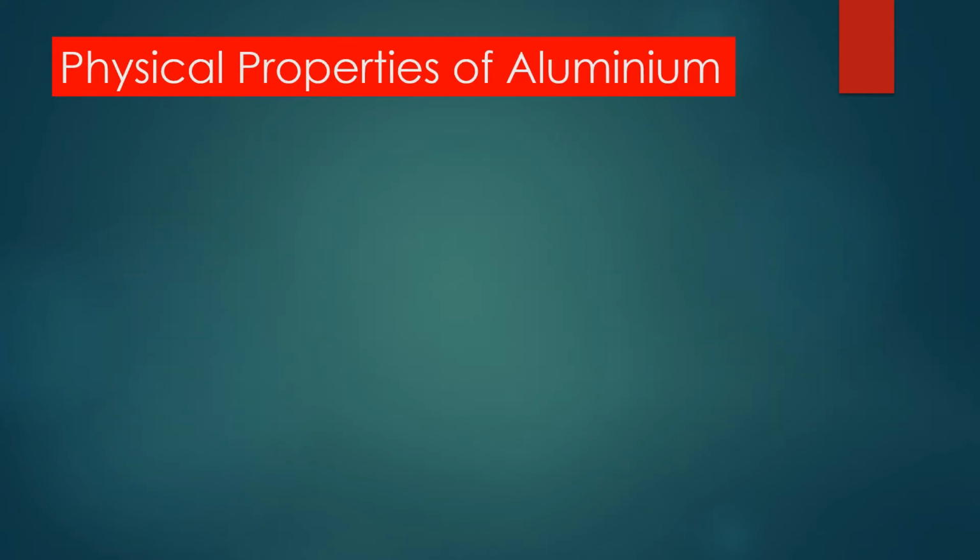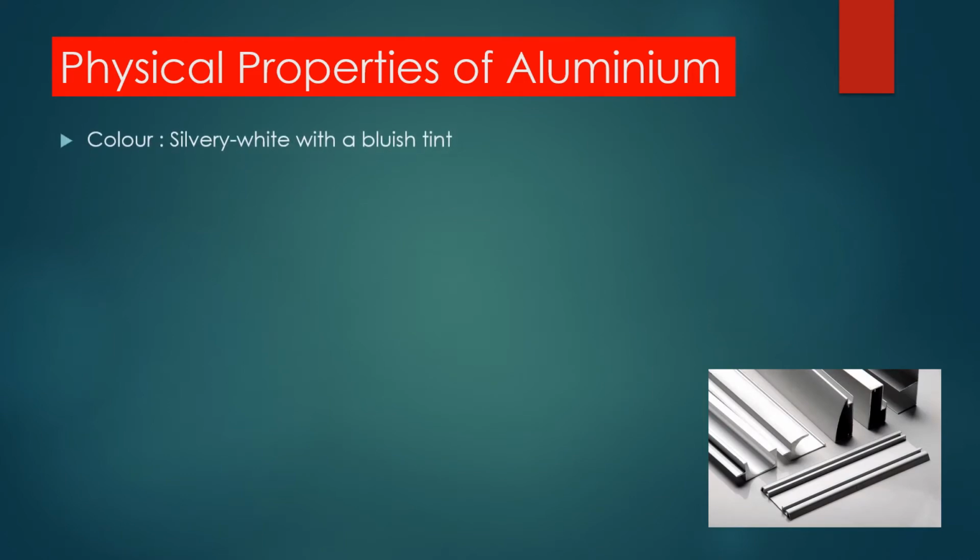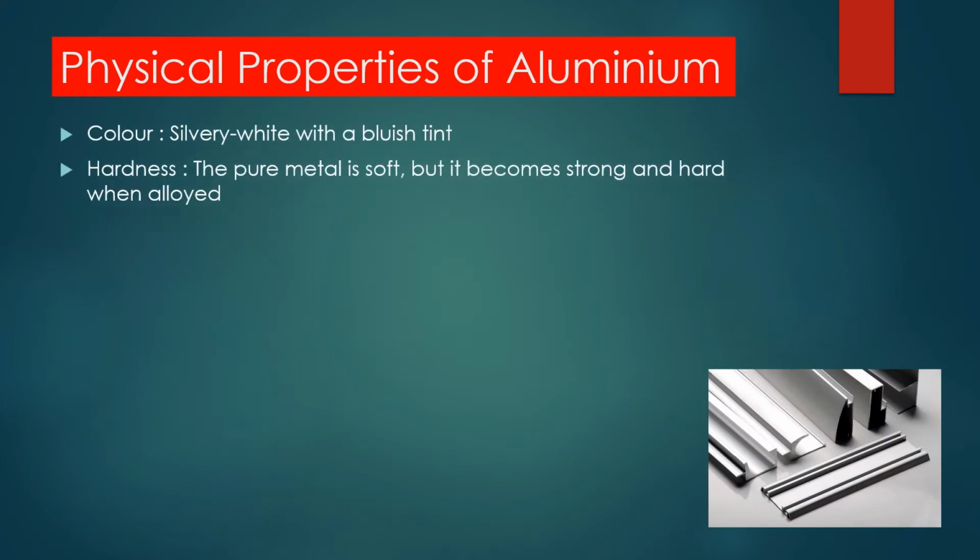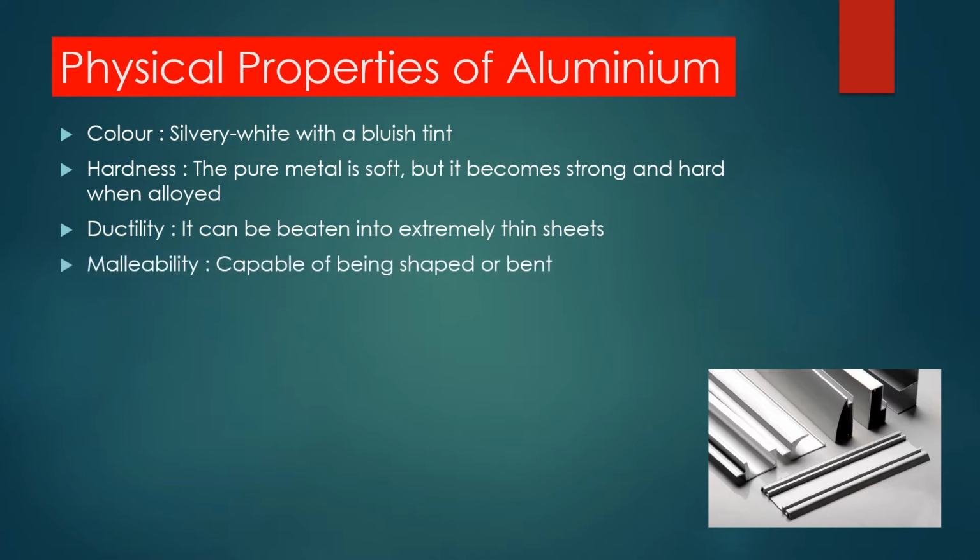Physical properties of aluminium. The color is silvery white with a bluish tint. The hardness: pure metal is very soft, but it becomes strong and hard when it is alloyed. The ductility: it can be beaten into extremely thin sheets. Malleability: it is capable of being shaped or bent.